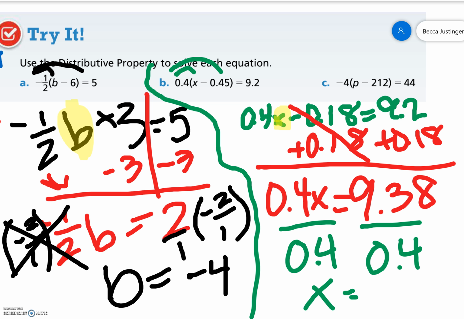X equals, quickly, I'm running out of time. Actually, do this on your own. Do C on your own.